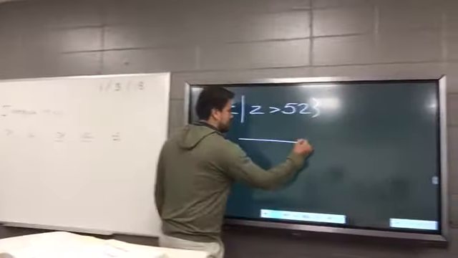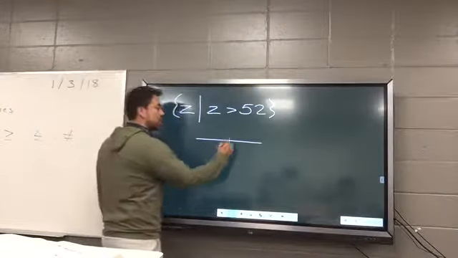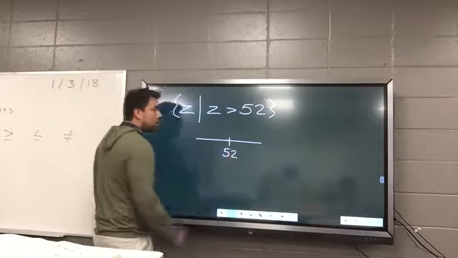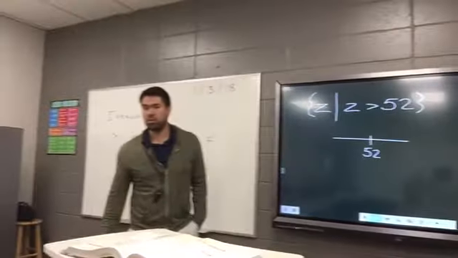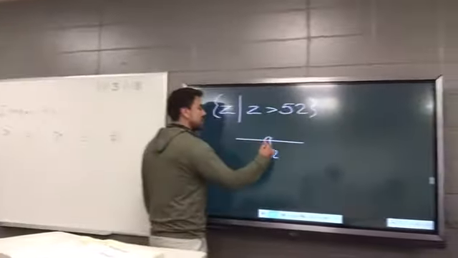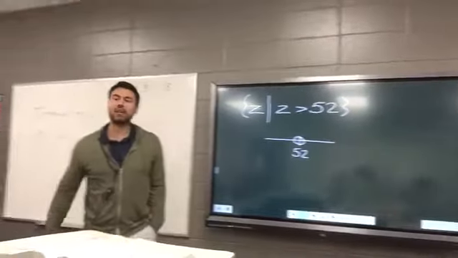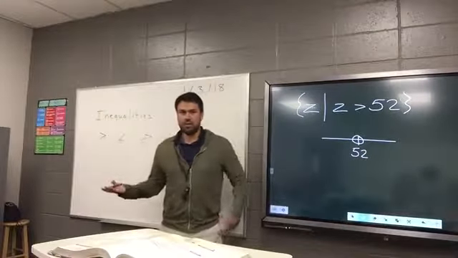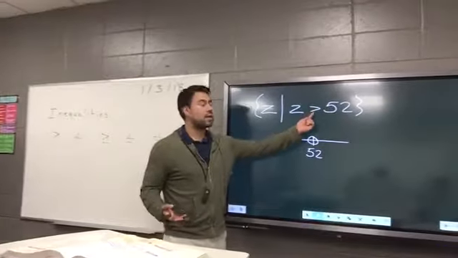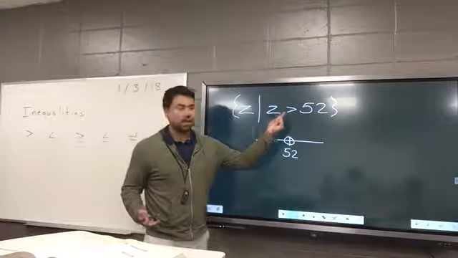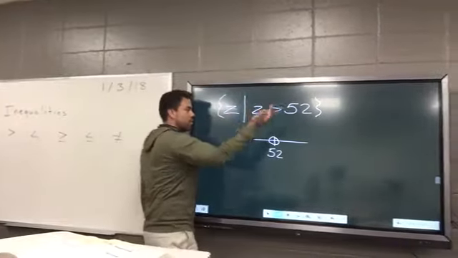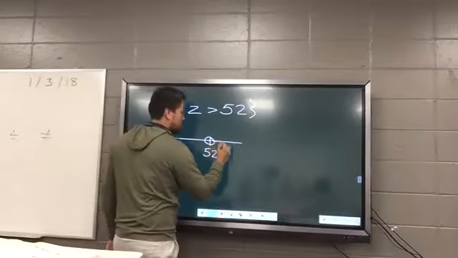Graphing is just a number line right here. So you start with the 52. What kind of circle goes on 52? Open circle. Does anyone know why it's open and not closed? Yeah, it's only greater than. There's no equal to sign. And then where does the arrow go, left or right? It goes to the right.